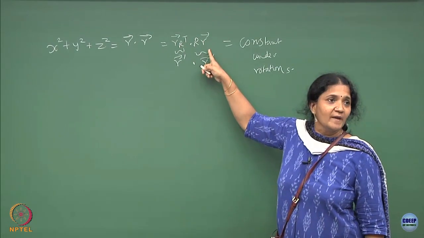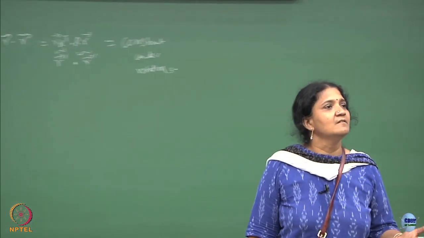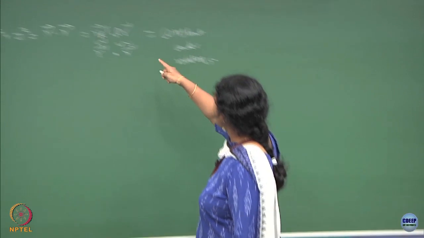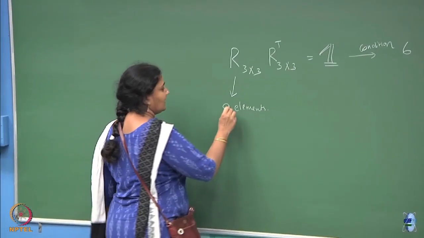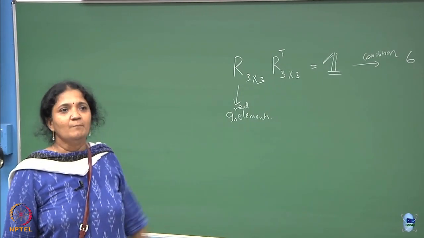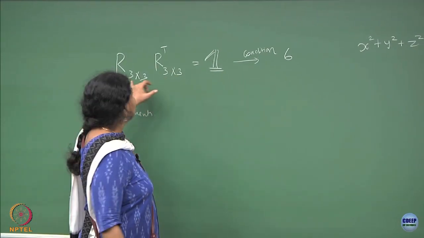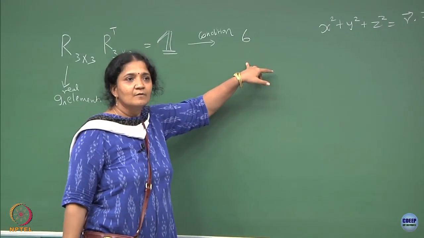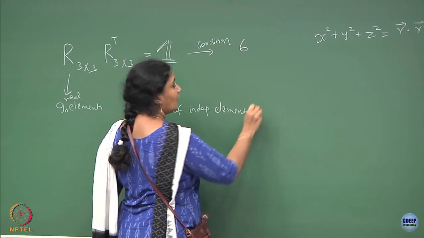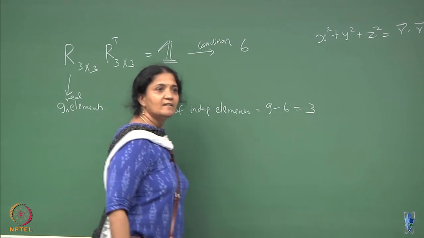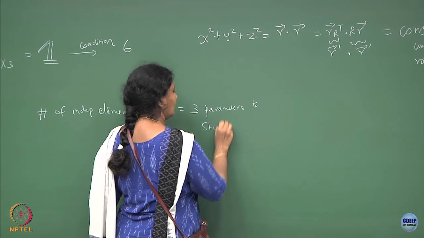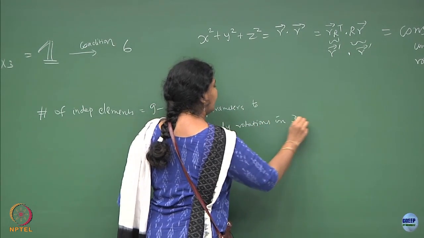These are three dimensional real vector spaces. R can be treated like operators, 3 cross 3 matrix representations of linear operators acting on the three dimensional vector space, and these linear operators have 9 real elements. Okay? It requires 9 real elements to specify your rotation matrix. However, they are not independent, they have to satisfy this constraint, which is 6 constraints. Okay? So, the number of independent elements turns out to be 9 minus 6, which is 3, and that is why you require 3 parameters to study rotations in 3-dimensional space.